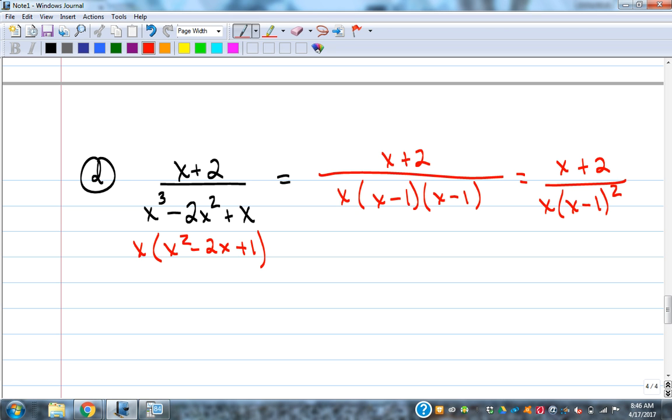Okay. Now, decomposition template. A over x. So that's taking care of that. Now here's where it gets a little bit more interesting. Because we have x minus 1 repeating, then we have to build up to the x minus 1 squared. So x minus 1, is it linear? Not the squared part, just the x minus 1. Yes, x minus 1 is linear. So the piece for that would be B over x minus 1.